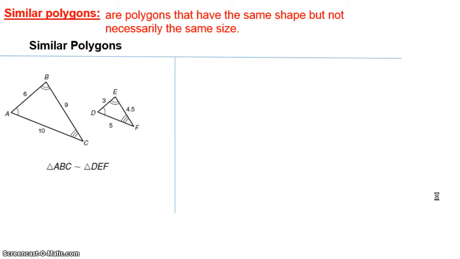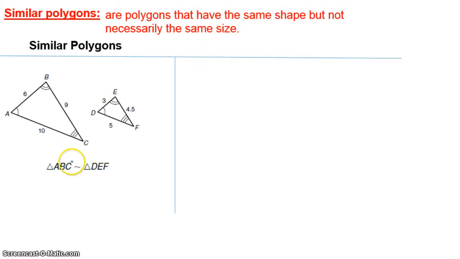So first thing we want to look at is, what are similar polygons? Similar polygons, by definition, are polygons that have the same shape, but not necessarily the same size. Here's an example of a set of similar polygons. In this case, they are actually two triangles. You can see that they are both the same shape of the triangle, yet triangle ABC is larger than triangle DEF. So they have that same shape, but not the same size.